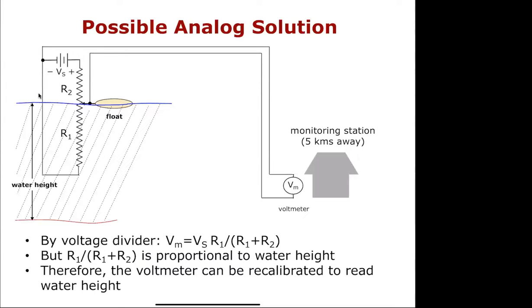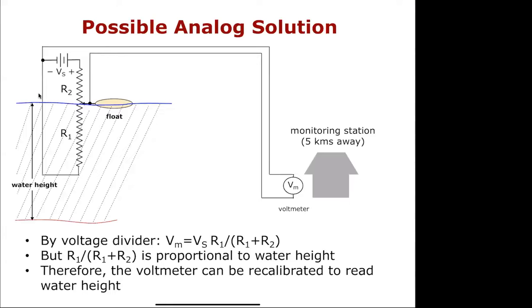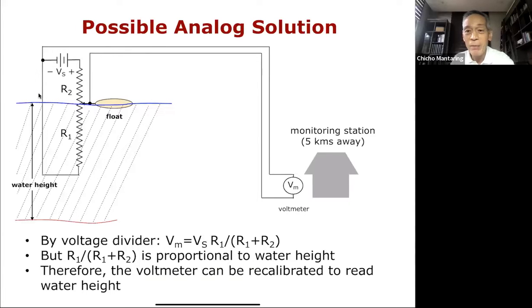Try, sir. It can be inaccurate kasi hindi po yung height ng water level ang measured, yung voltage lang po, so it can be inaccurate. Yeah, but if I can recalibrate my voltmeter para height yung sinasabi niya. Anyway, I just wanted you to think about it. Let me proceed. What are the possible weaknesses of this solution?